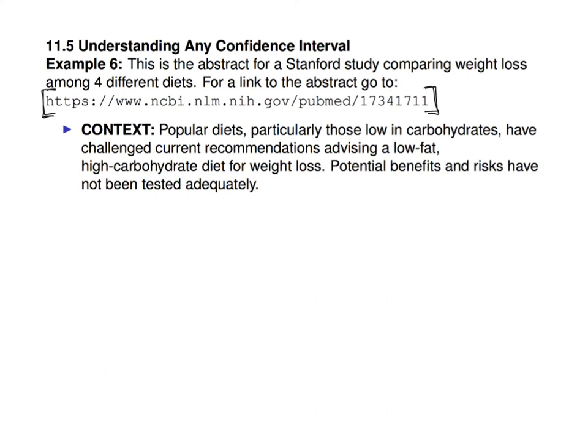The context is that popular diets, particularly those low in carbohydrates, have challenged current recommendations advising a low-fat, high-carb diet for weight loss. So potential benefits and risks have not been tested adequately. Back in the 80s especially, fat was bad for you, don't eat fat ever, and you were supposed to eat a low-fat diet to lose weight. And this study was trying to address, well, is that actually the right advice to give?